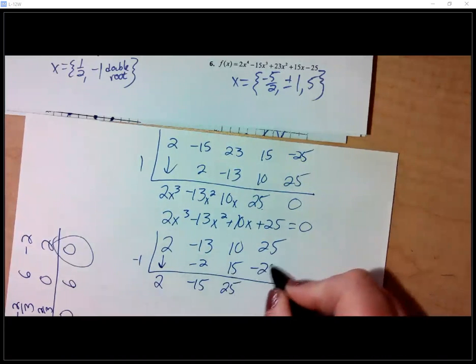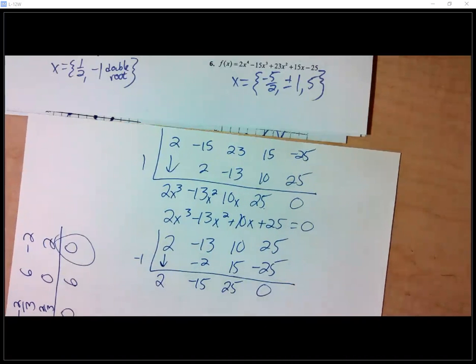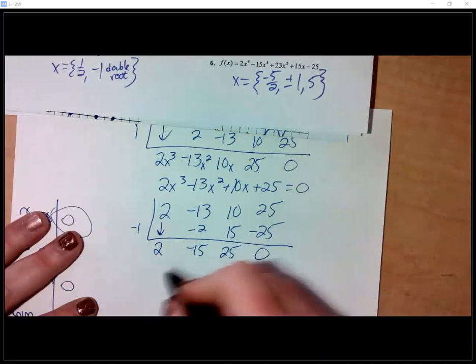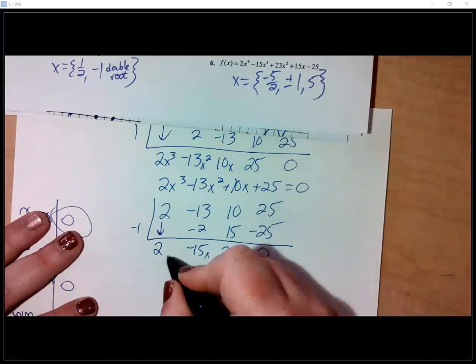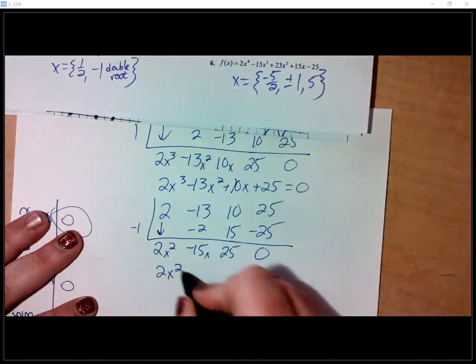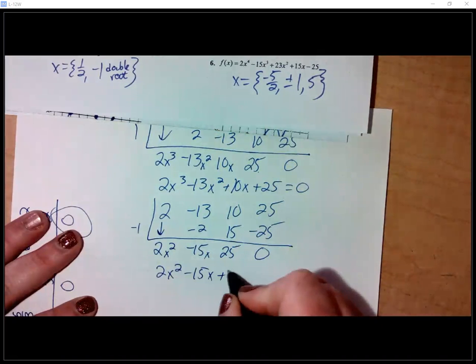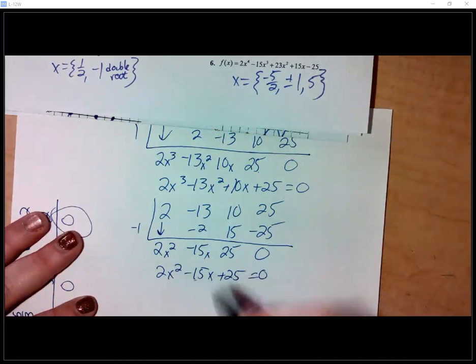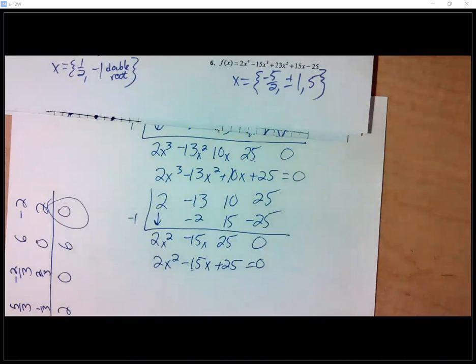Hey, look at that. Now that I'm down to this, so there's x to the first, x squared, 2x squared minus 15x plus 25. This is a quadratic now. You can solve that by factoring, if it factors, great. If it doesn't, then you can use the quadratic formula, or you can complete the square. Does that make sense? Does anybody have questions on round 4?